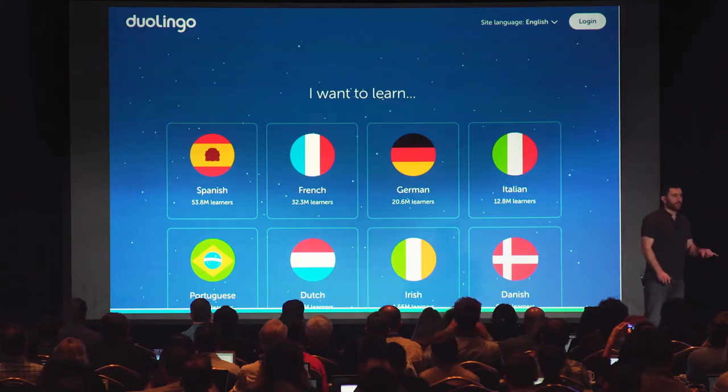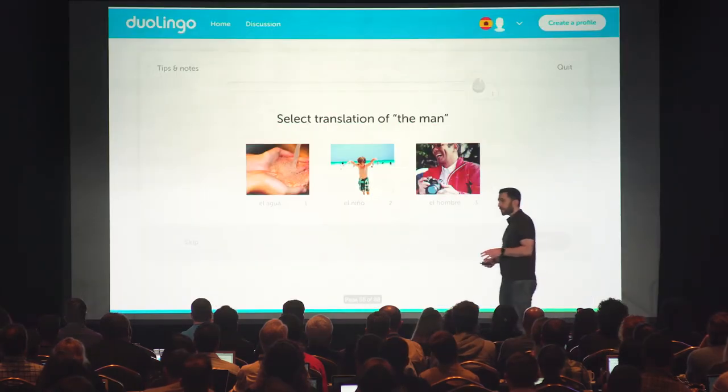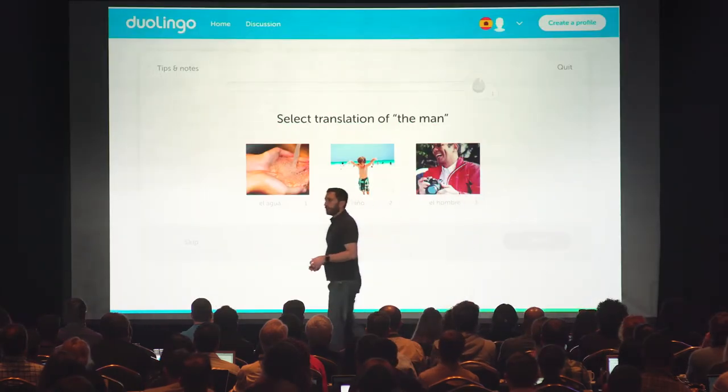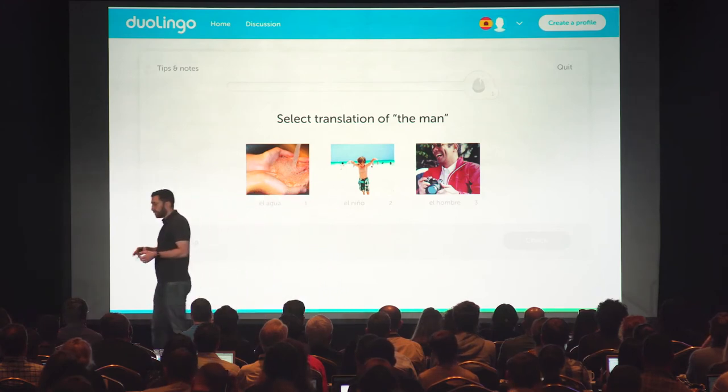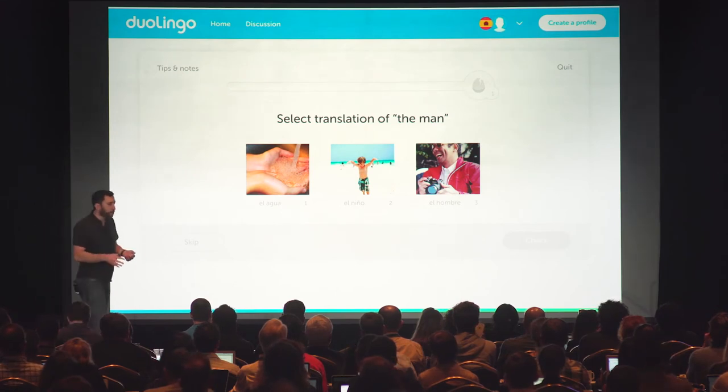So on this page, you can't even sign up. There is no sign up button. You can't register to use a product anywhere above the fold. So instead, you click on that button, get started. You are dumped straight into the product itself. You say, OK, I want to learn Spanish. Select the translation of the man. You're put straight into the product. You may not speak Spanish. You can probably guess that the photo of the man is also the Spanish for the man. It's not very hard to do.